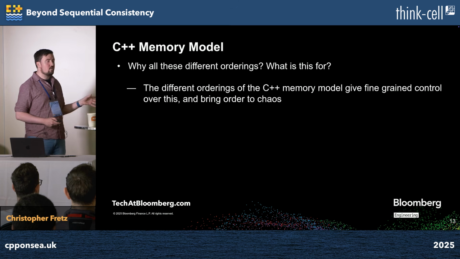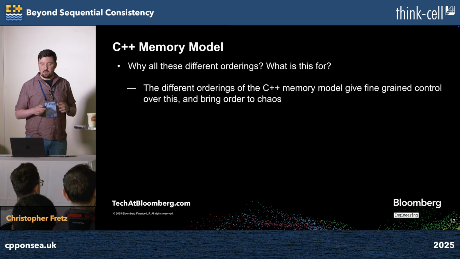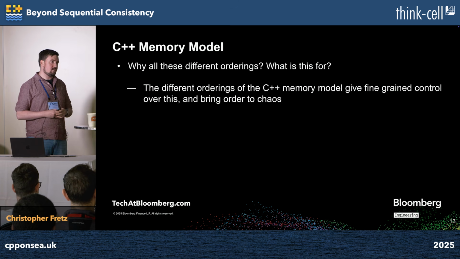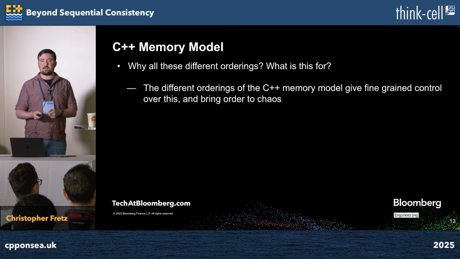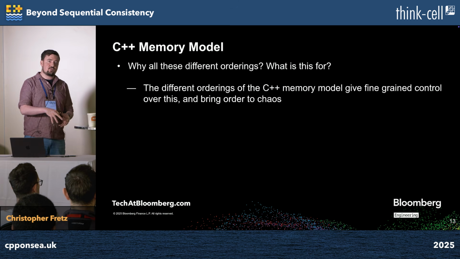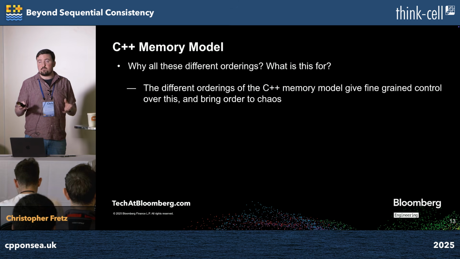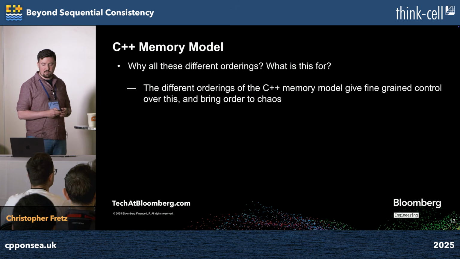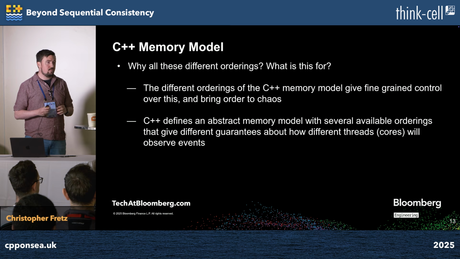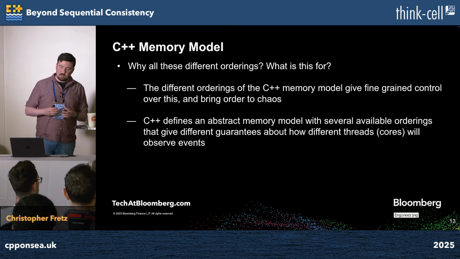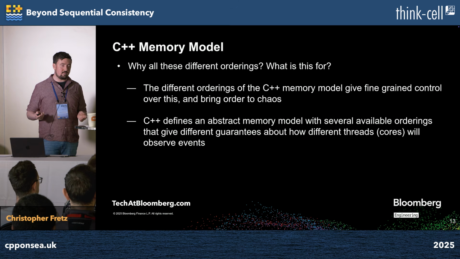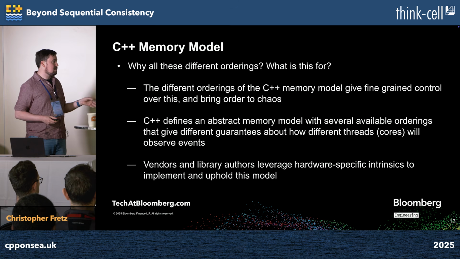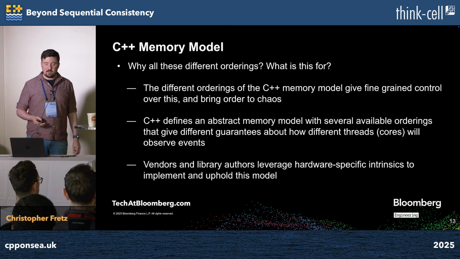And so the different orderings in the C++ memory model exist to give fine-grained control over this, to basically allow the programmer to state exactly what they want and to put constraints on the implementation, potentially minimal constraints, to get what they need out of the program and bring order to chaos. The way that you can think about it is that C++ defines an abstract memory model with several different available orderings that give different guarantees on how different threads and cores will observe events. And then the hardware vendors and library authors leverage the platform-specific intrinsics to actually implement and uphold this model.